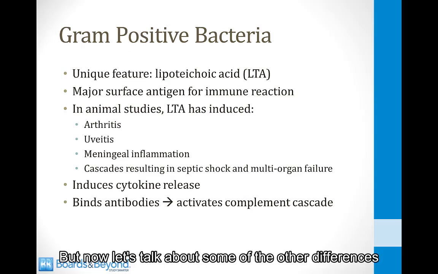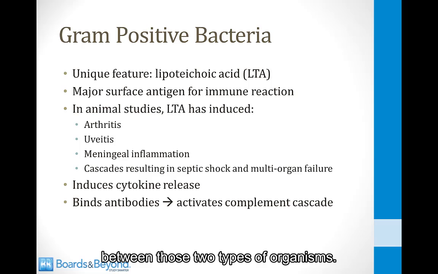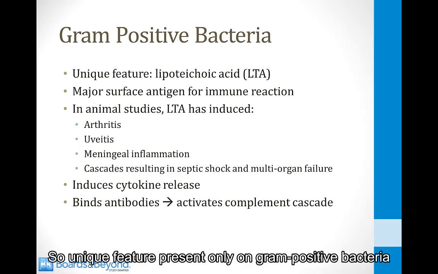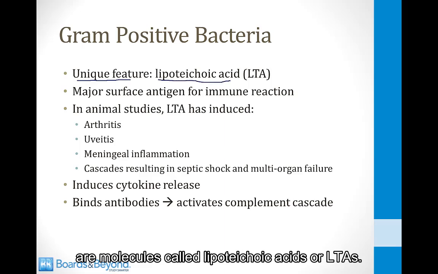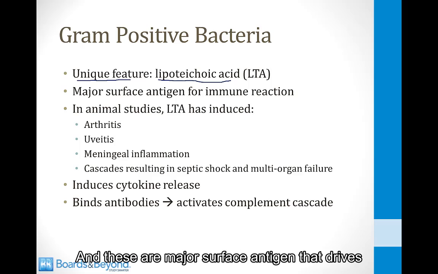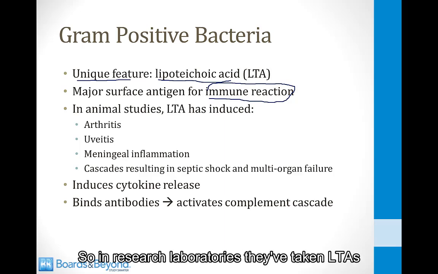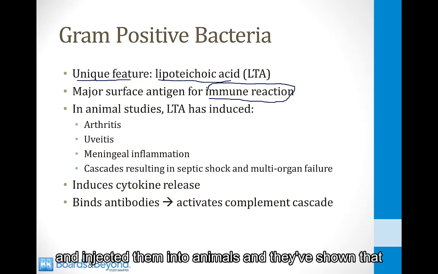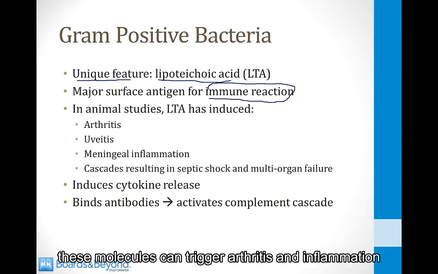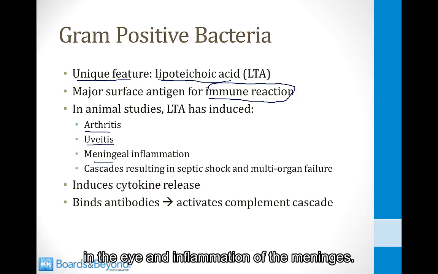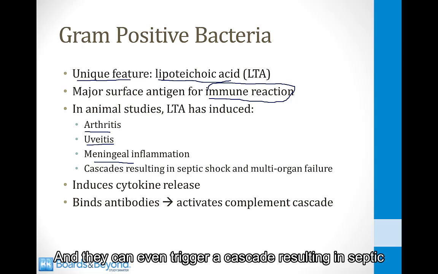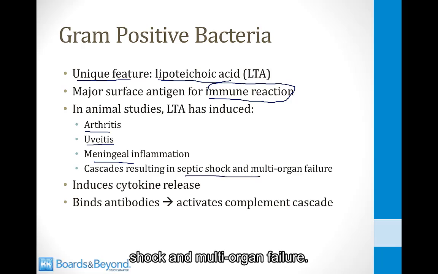So we talked about how the cell walls of gram-positive and gram-negative bacteria are different, but now let's talk about some of the other differences between those two types of organisms. A unique feature present only on gram-positive bacteria are molecules called lipoteichoic acids, or LTAs. And these are a major surface antigen that drives the immune reaction to infection by these bacteria. In research laboratories, they've taken LTAs and injected them into animals, and they've shown that these molecules can trigger arthritis, and inflammation in the eye, and inflammation of the meninges, and they can even trigger a cascade resulting in septic shock and multi-organ failure.